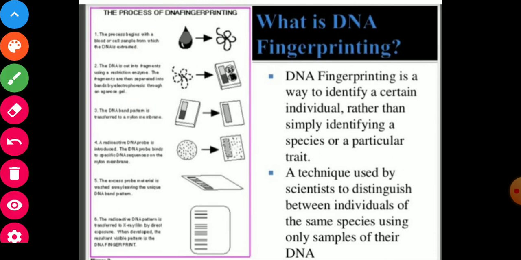So what is DNA fingerprinting and what is the process? You will study in this slide what the DNA fingerprint is and what the process of DNA fingerprinting is. So first, the DNA is isolated from the cell. The fragments are cut with the restriction enzyme. Then this is transferred to the nylon membrane, and then the probe is added. Then hybridization with the probe is done. Then the final print is developed on the X-ray film.